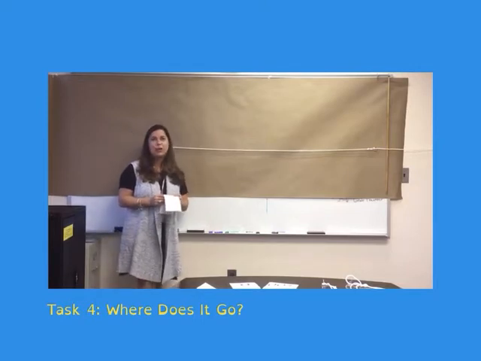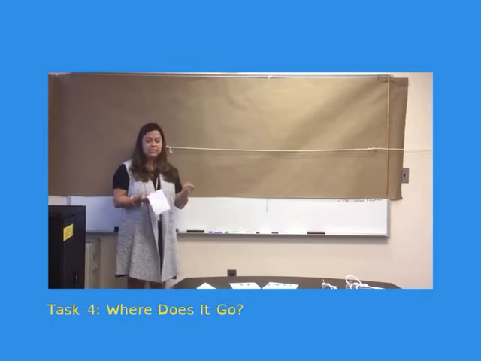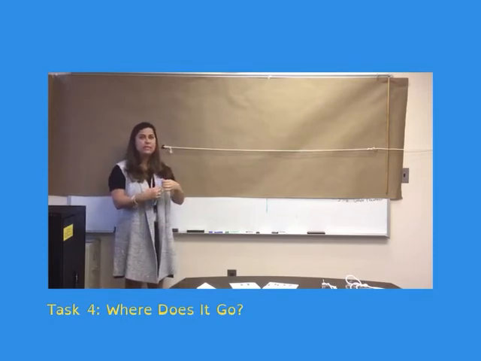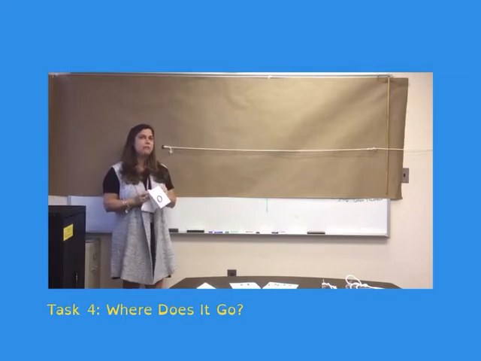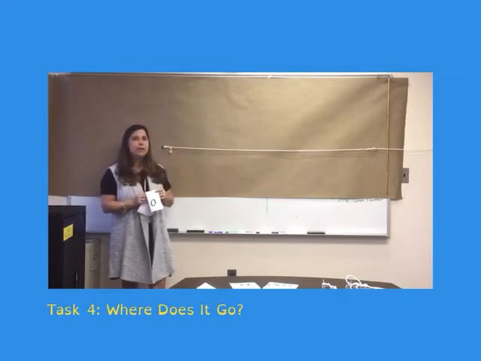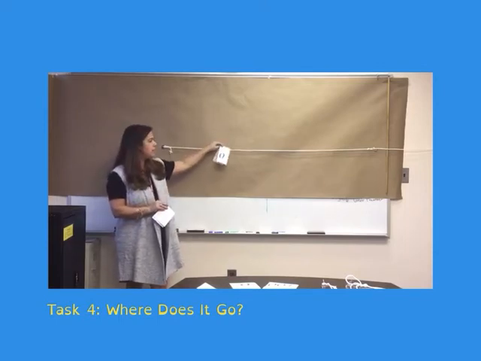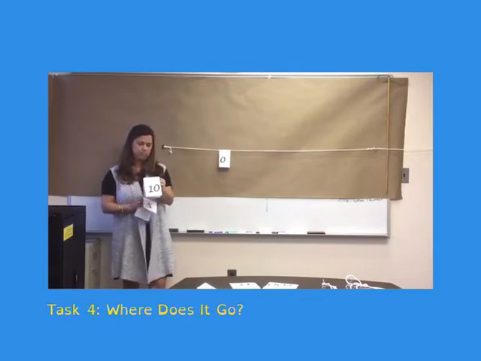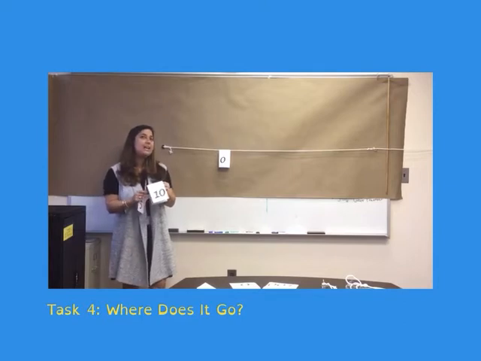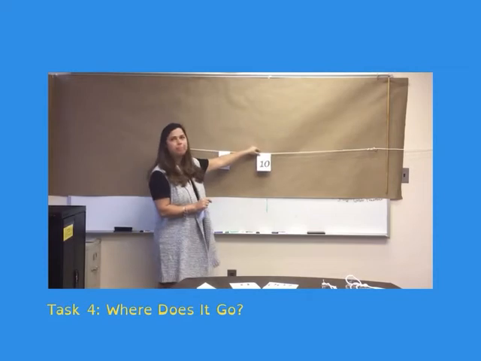Task 4 is called Where Does It Go? You're going to begin with a cleared number line. You're going to ask the students, where should 0 go? We might be tempted to insist that it go to the far left, but it's important that we acknowledge that 0 can go anywhere on the number line as we begin thinking about number sense. Our next question to the students would be, where should 10 go? Again, it can go anywhere on the number line as long as it's to the right of 0.